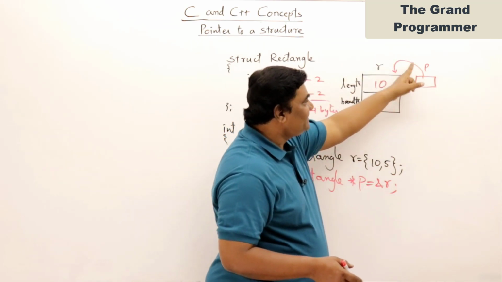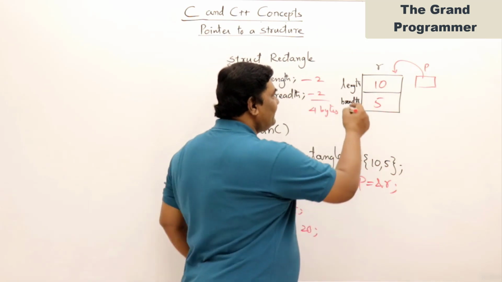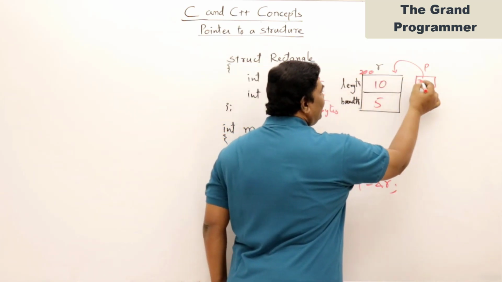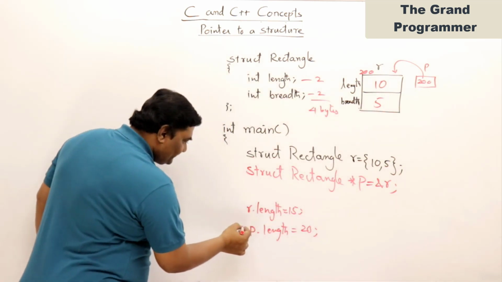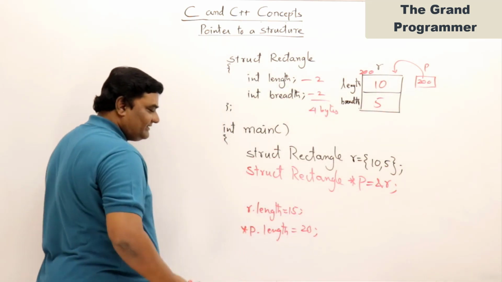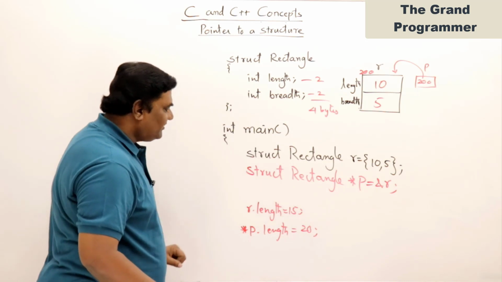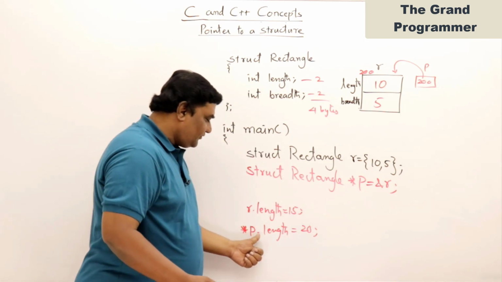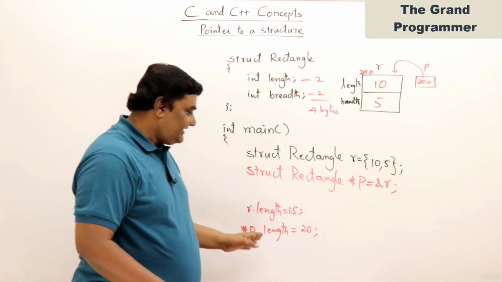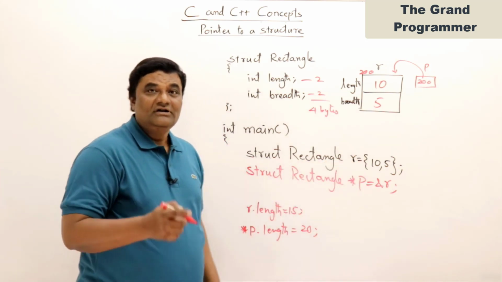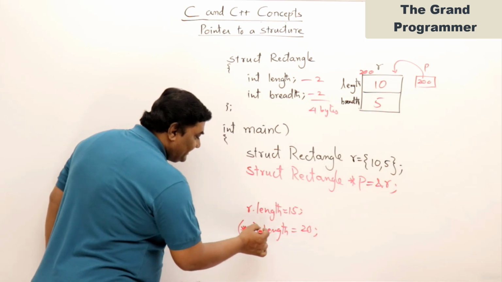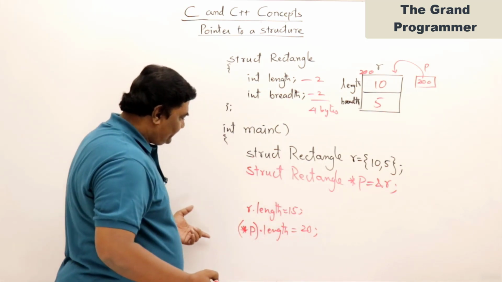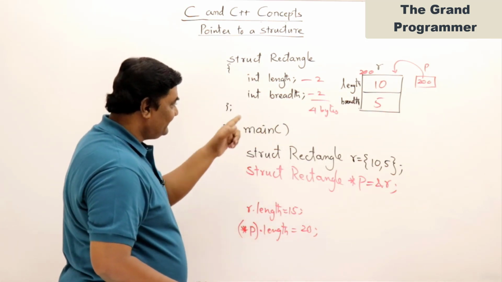So go to the place where the pointer is pointing. Suppose the starting address is 200, then go to address 200 and access the data. So I should write asterisk. Okay, I wrote asterisk. But this is wrong because the higher precedence is for the dot operator. So first it will take it as p dot length. Again, it is wrong. So I should enclose this inside brackets, then dot. Oh, so much I have to write for accessing that member.